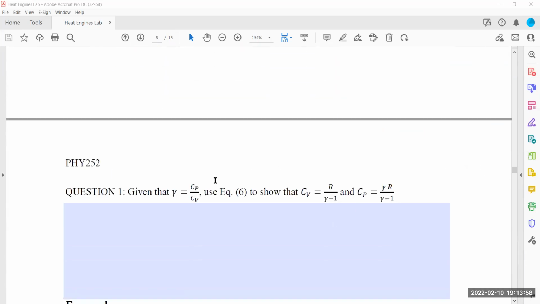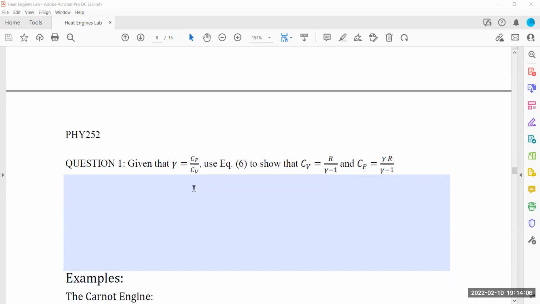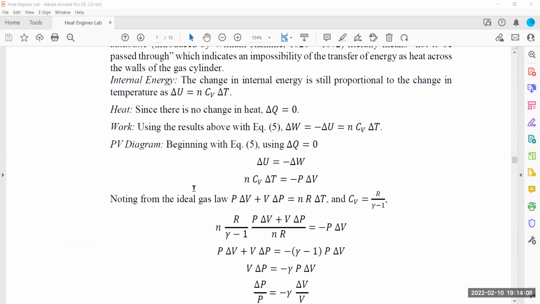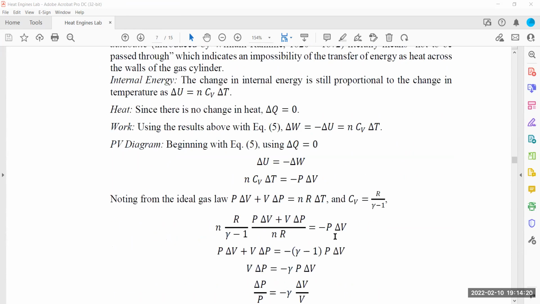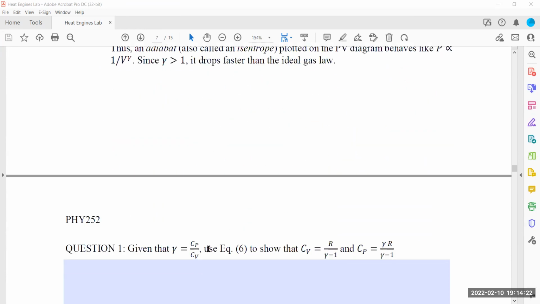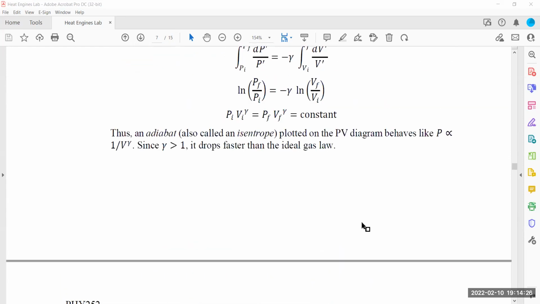Okay. Given gamma, use equation 6 to show that, okay, this is algebra. If you know gamma, which is Cp over Cv, use this relationship, which is Cp equal to Cv plus R. Divide this expression by Cv. You will find gamma on one side. You will end up with 1 plus R over Cv. Solve for Cv, you will get Cv as equal to this expression.